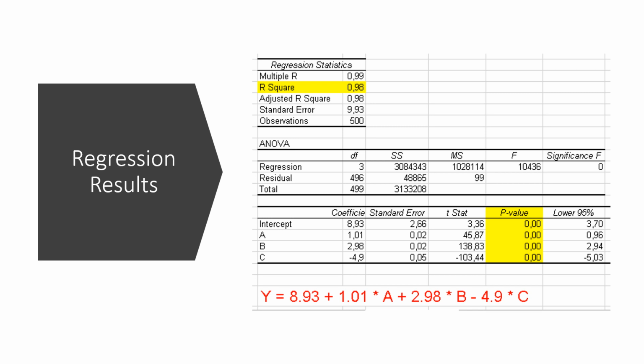The formula enables the estimation of output Y as a function of variables A, B, and C. In this case, we have no graph possible. We will need 4 dimensions.